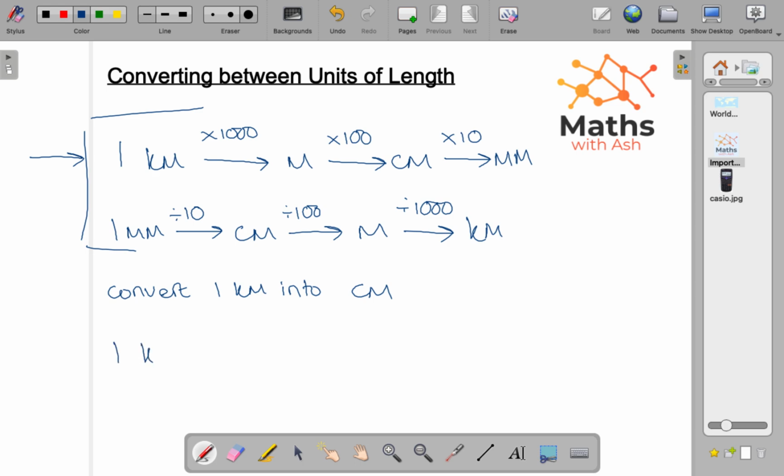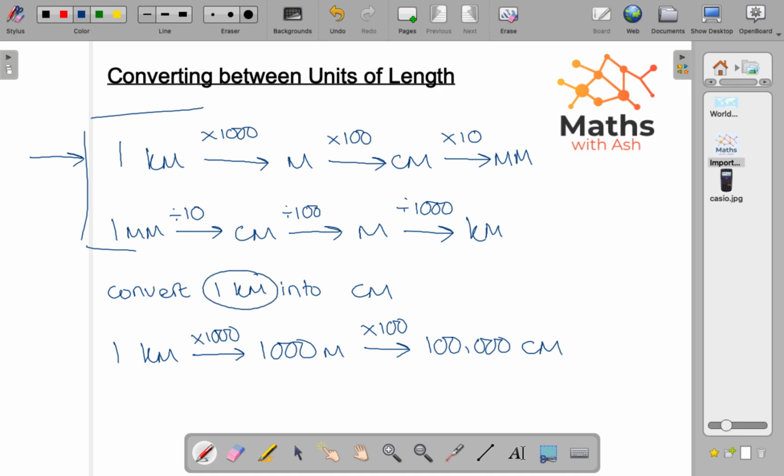So 1 kilometer, we're going to times by 1,000, which gives us 1,000 meters. Then to go from meters to centimeters, we times by 100. If you times 1,000 by 100, you get 100,000 centimeters. So 1 kilometer is 100,000 centimeters.